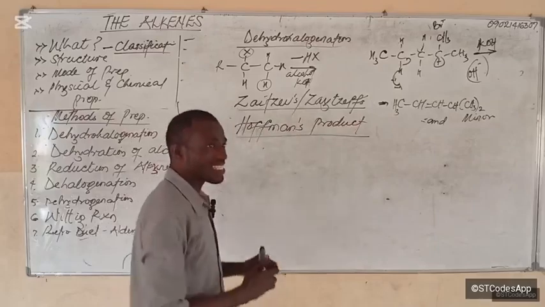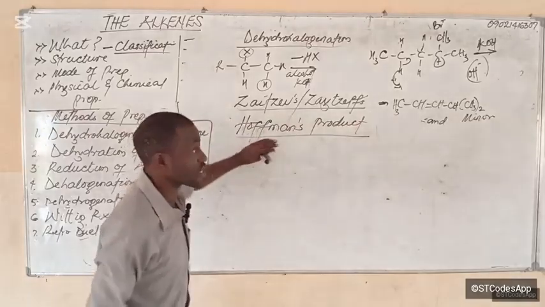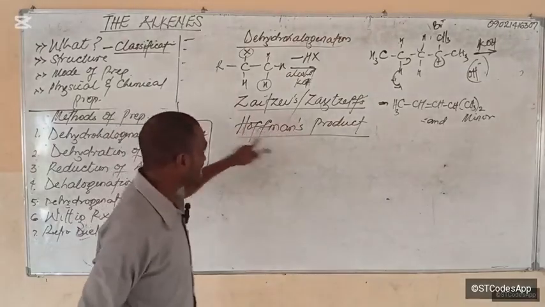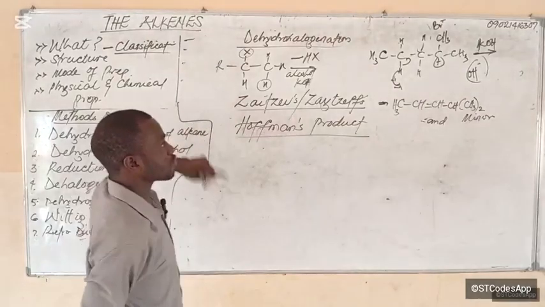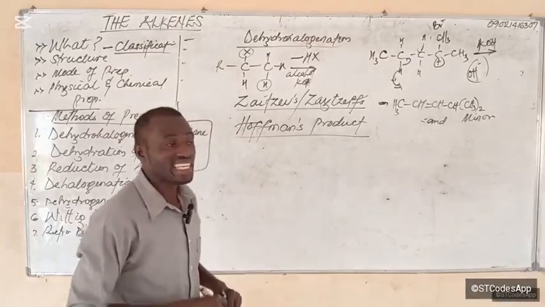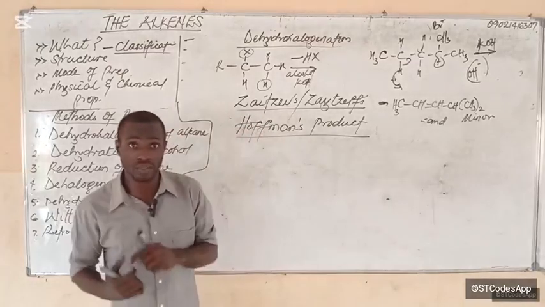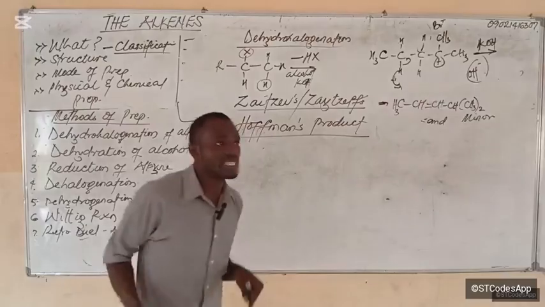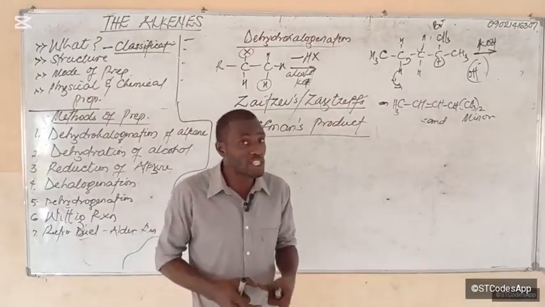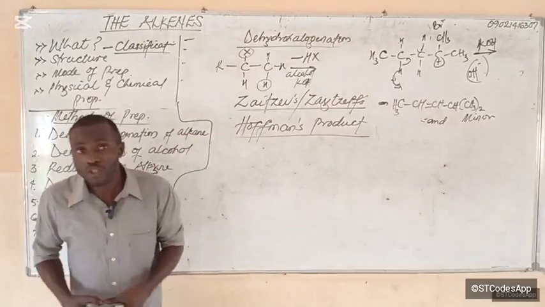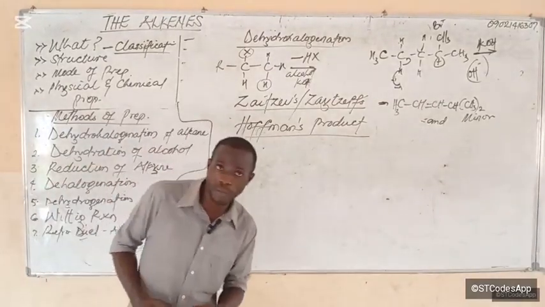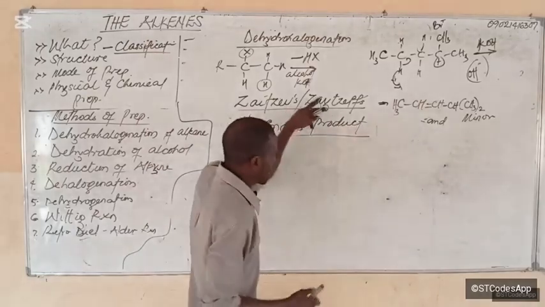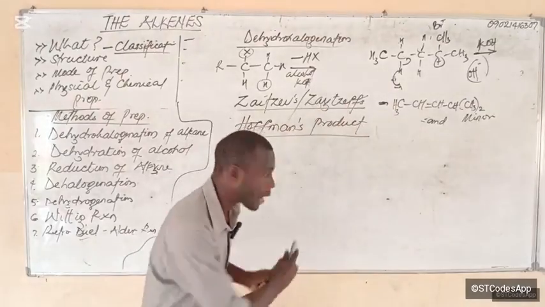Now, what is the Hofmann's product in this case? What's the Hofmann's rule? We have the Saytzeff rule and the Hofmann's rule. The Hofmann's rule now is the anti-Saytzeff rule, and you remember that the Saytzeff rule says that the most substituted alkene is the one that is likely to be formed, right? Hofmann's rule now says that no, in a particular condition, the most substituted alkene will not be formed, but the least substituted is the one that will be formed. Now, when does it happen?